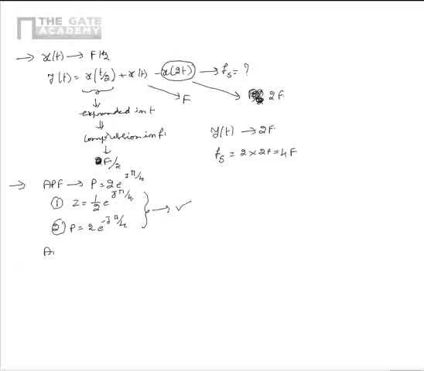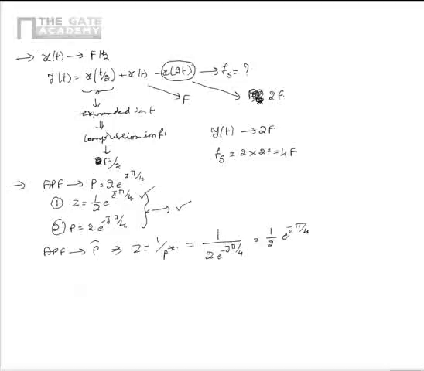We know that if there is an all pass filter which has a pole at p, it will have a zero at 1 by p star, because poles and zeros form conjugate reciprocal pairs. So the zero can be written as 1 by 2 into e power minus j pi by 4, which can be simplified as half e power j pi by 4. From this, we can say that statement 1 is correct.